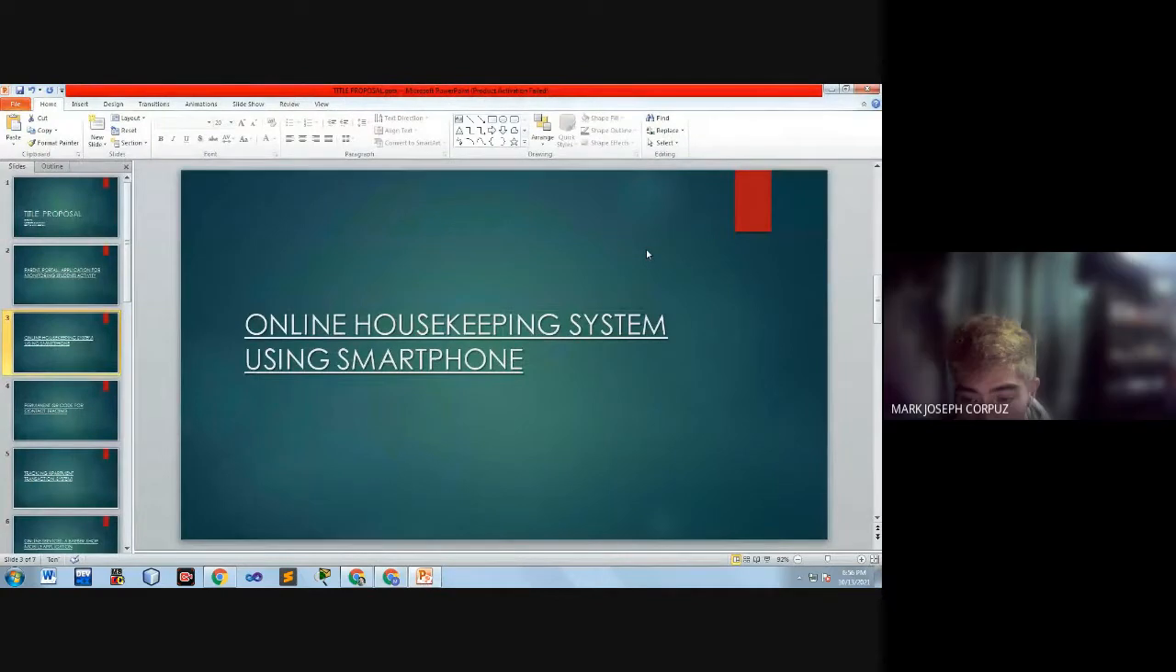Online housekeeping system using smartphone. The mobile app's purpose is to help people in need in terms of cleaning services, especially those persons with comorbidities and our senior citizens. This site intends to make a more convenient way to get in touch with people who provide cleaning services.